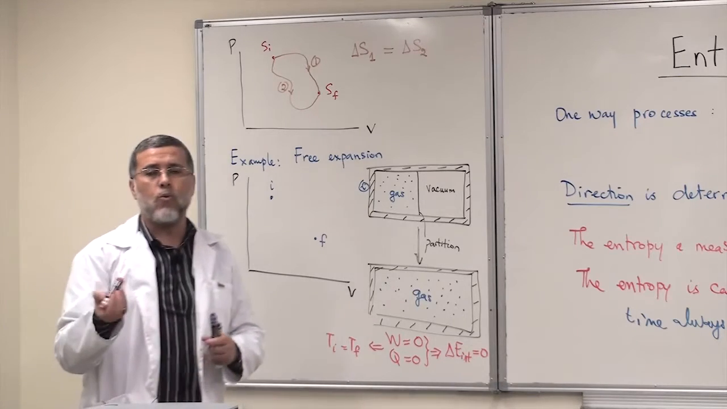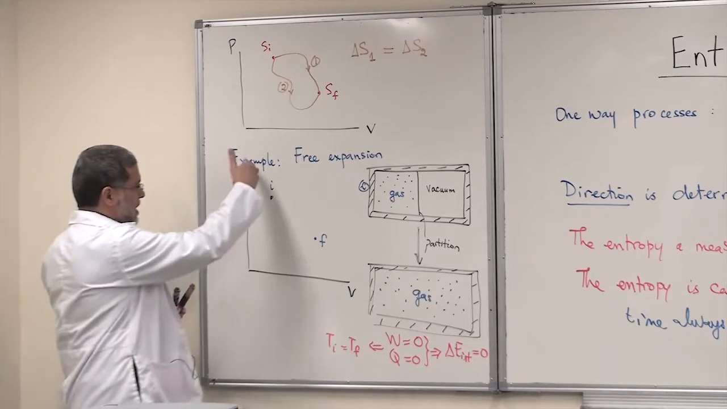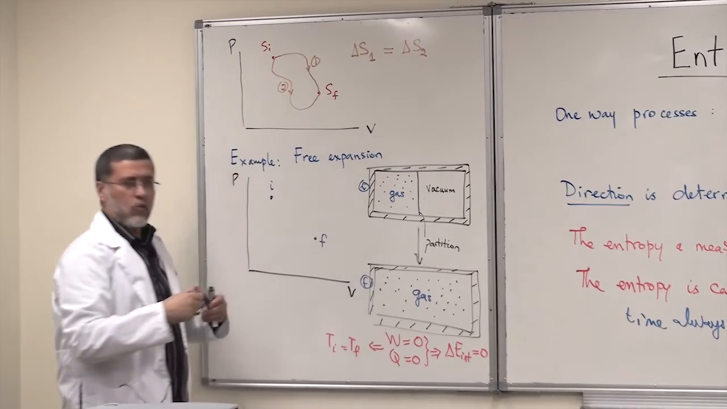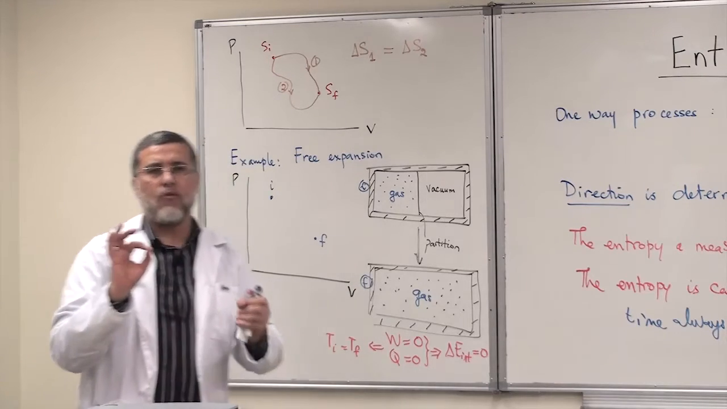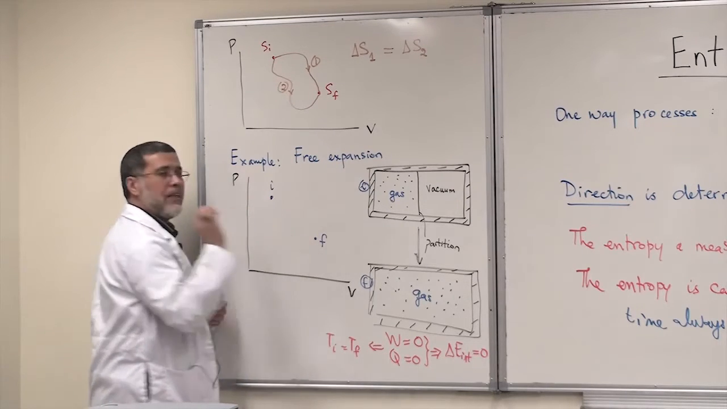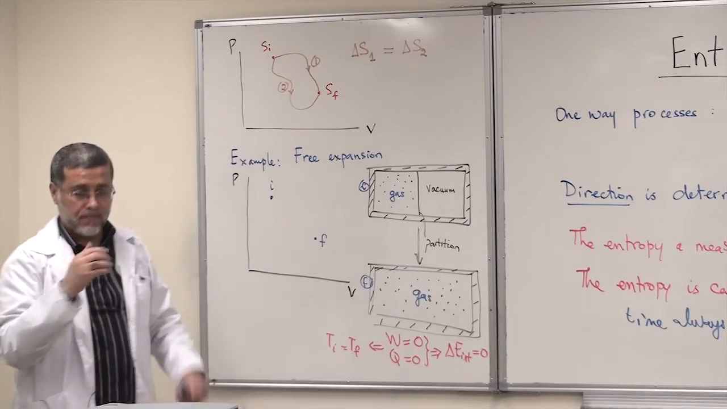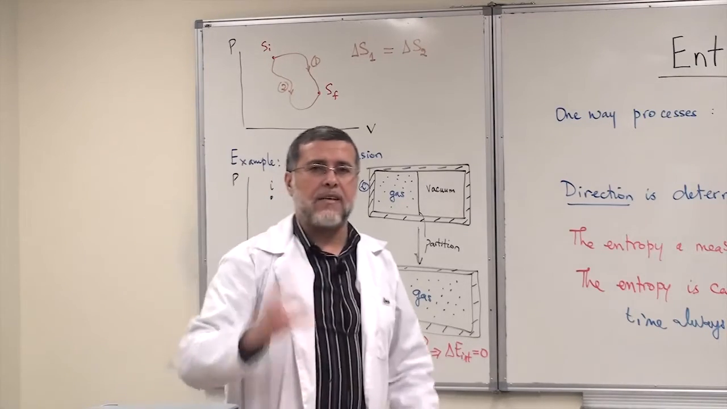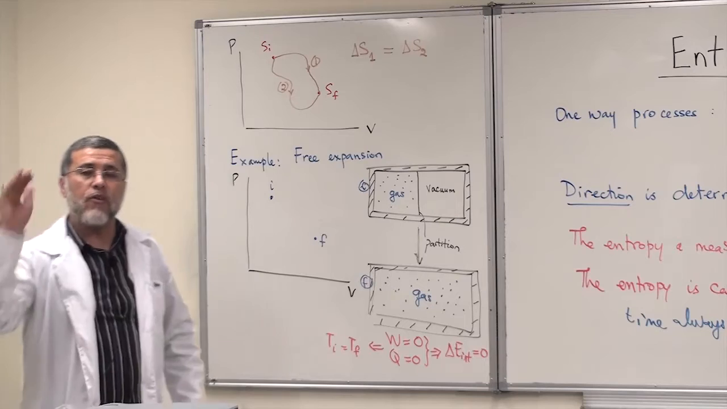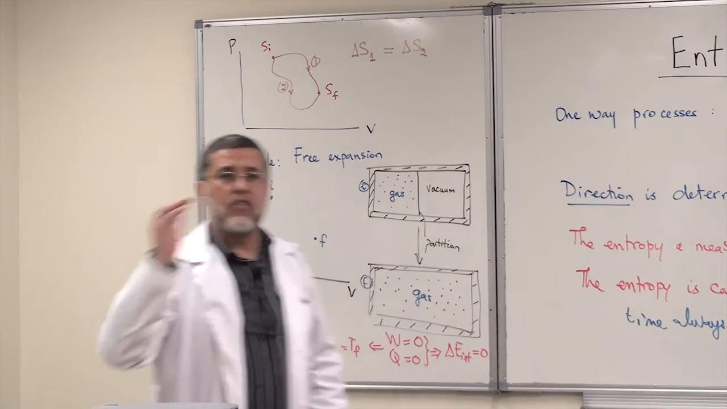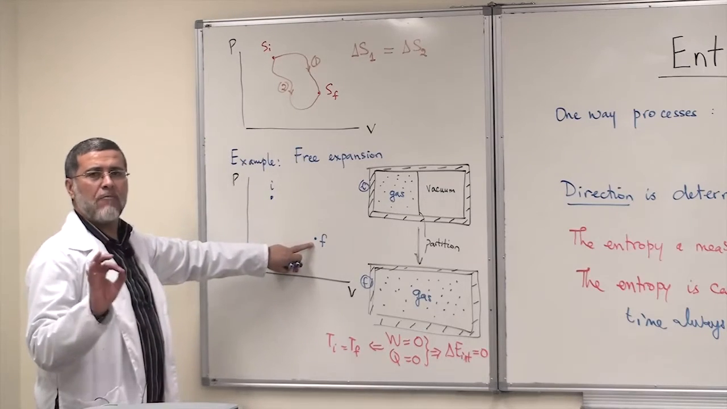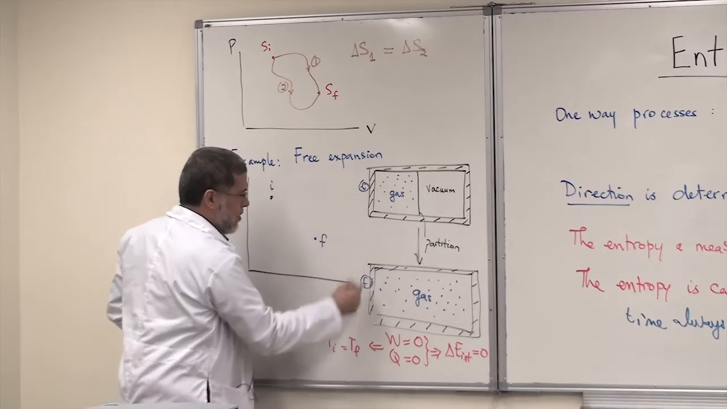However, we cannot draw the PV path joining I to F. This is I and this is F. We cannot draw that path because we don't know exactly the state of the gas at any point. Pressure, volume, we don't know between I and F. So the idea is this. Now, since the entropy is a state function, I have to find a reversible process which starts and ends at the same states as this free expansion.